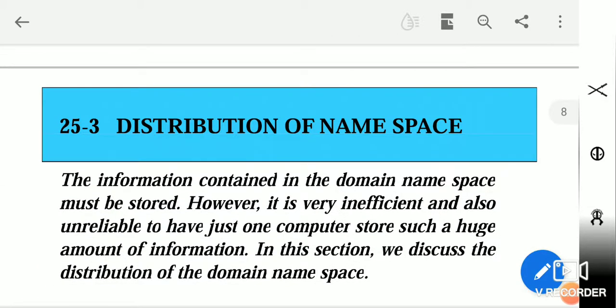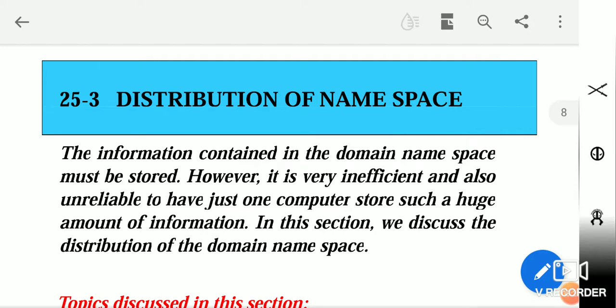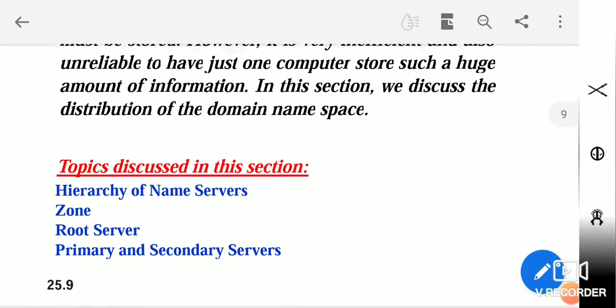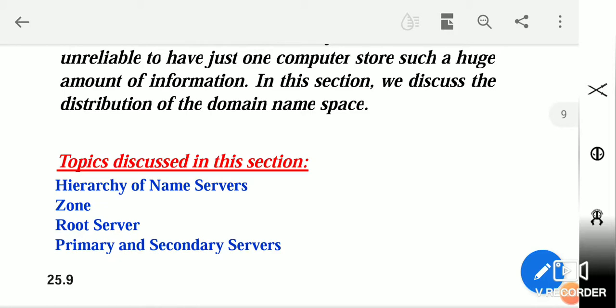Now we'll see distribution of the namespace, how this namespace is distributed. The information contained in the domain namespace must be stored. However, it is very inefficient and also unreliable to have just one computer store such a huge amount of information. So what we are going to discuss here is the hierarchy of name servers, what a zone is, what a root server is, and what primary and secondary servers are. These things are involved with DNS infrastructure. I should say this is a very important topic of DNS. So, hierarchy of name servers.